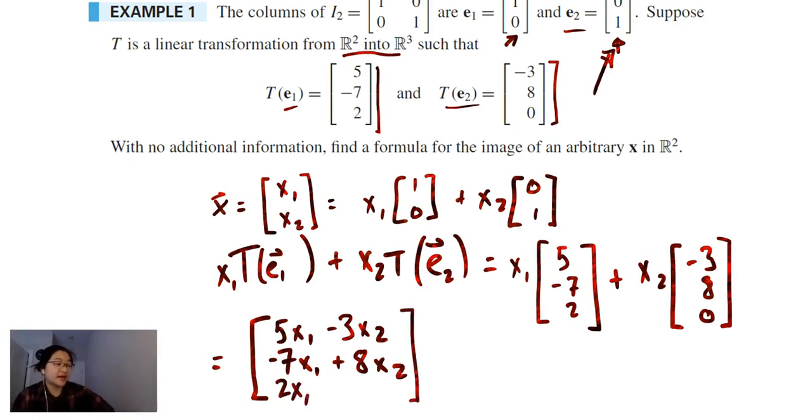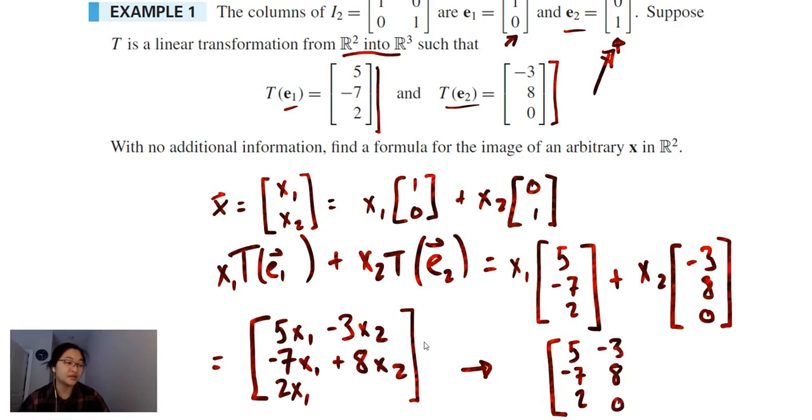So how can we write that as a formula? Well, we just take out our x1s and x2s and make this into a matrix. So that gives us a matrix of 5, negative 7, 2, negative 3, 8, 0. And that we can pull from actually these columns here. If we just put those together, then we do have our matrix.